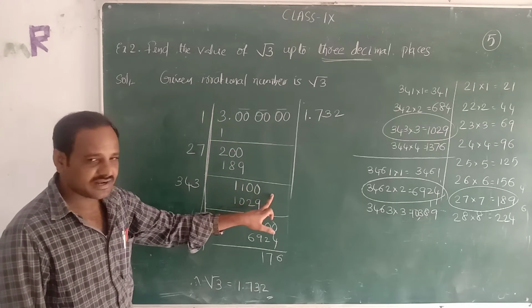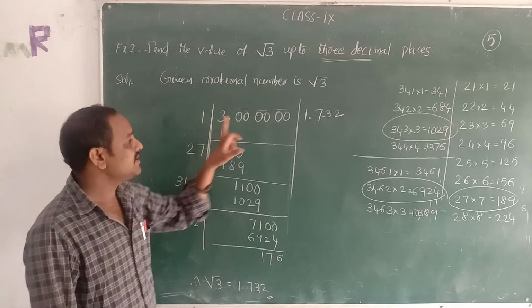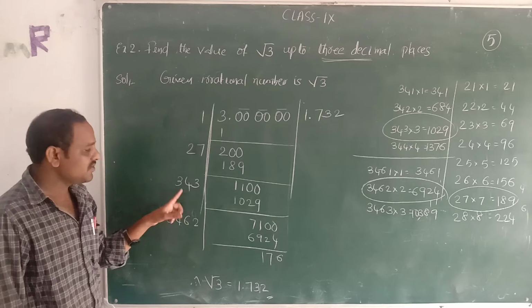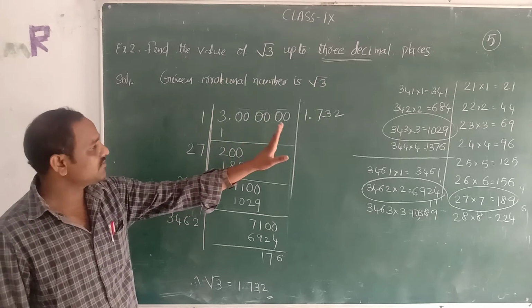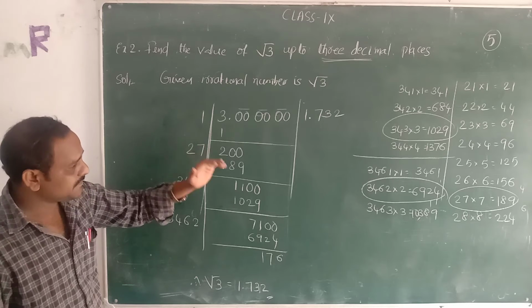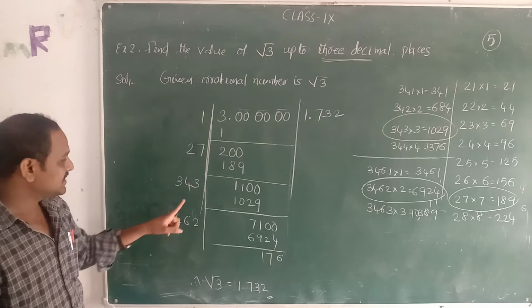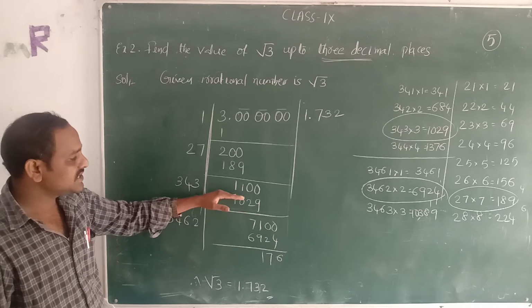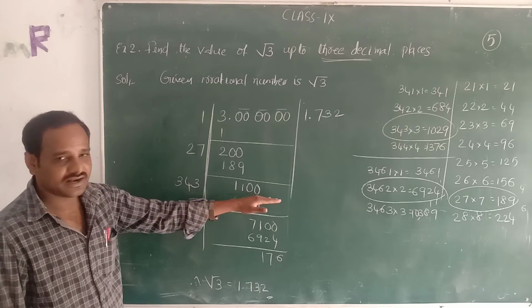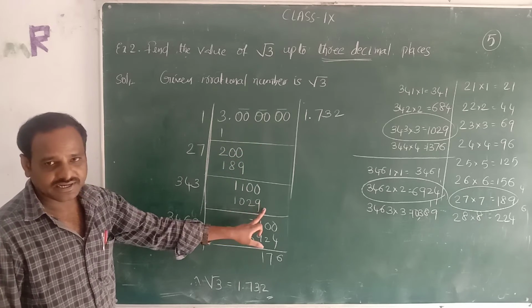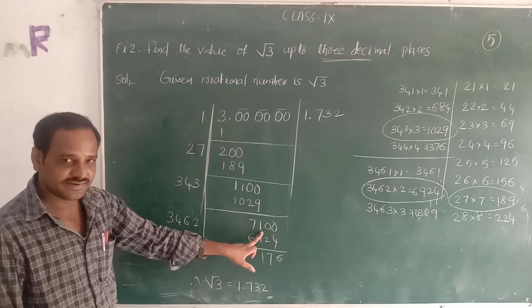So we got 1100. Now 27 plus this 7, how much do we get? 34. So now here 341 1 times, we got 341. Like that, by checking in that process, at the time of 3, we got 1029, which is closest and less than 1100. So 343 3 times is 1029. By doing subtraction, we got 71.